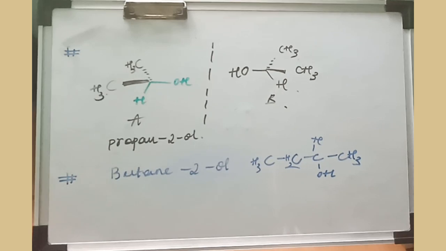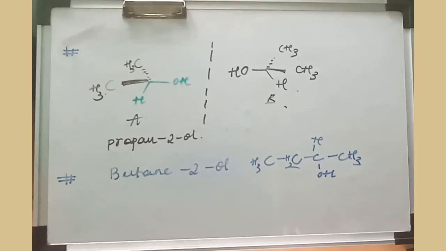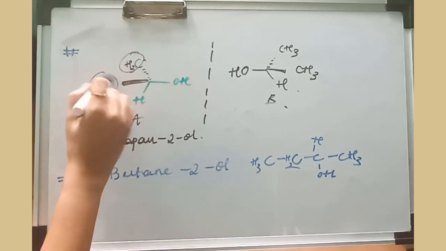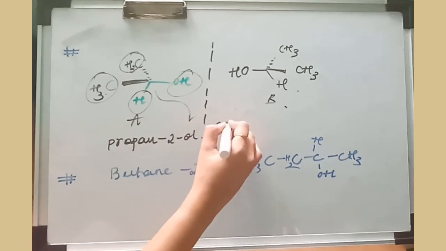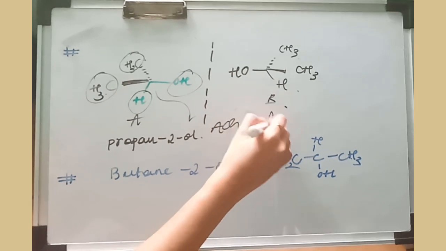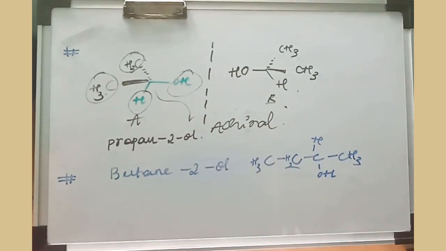As you can see here, I have written the molecule propane-2-ol. This propane-2-ol is attached with 4 groups, but all these 4 groups are not different. CH3, CH3 are the same. So we cannot call it a chiral molecule. That means all the groups attached to the tetrahedral carbon are not different.